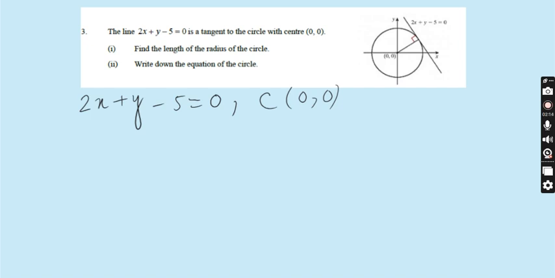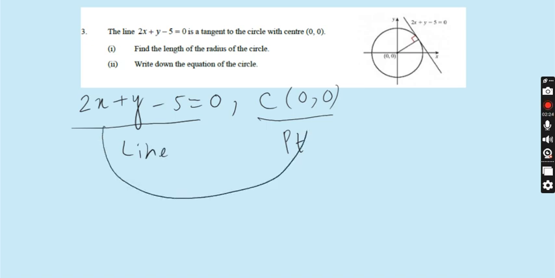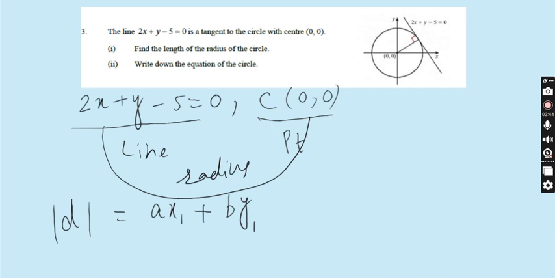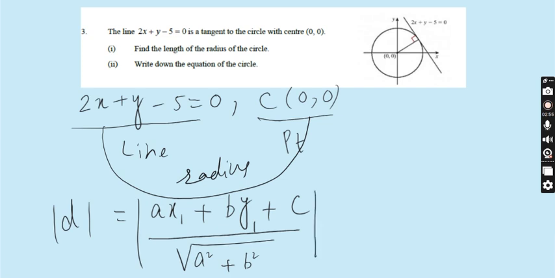Now we have a point and a line, and the distance between this point and this line is the radius. So what is the formula? The formula for the distance between a point and a line is d equals the modulus of ax1 plus by1 plus c, upon the square root of a square plus b square. Why are we using the modulus sign? Because the distance is always positive.